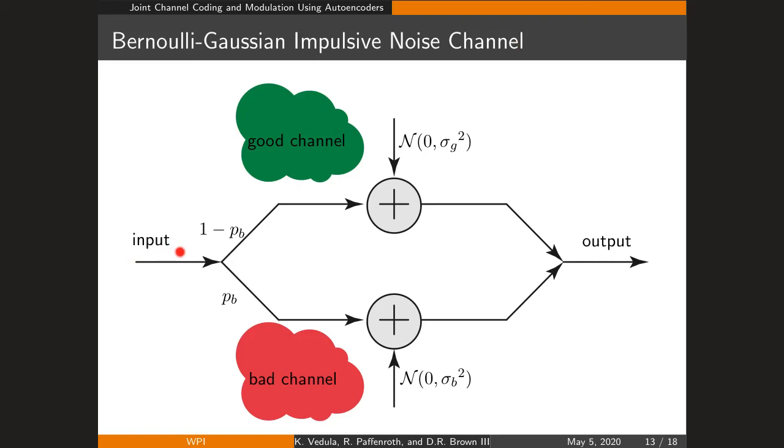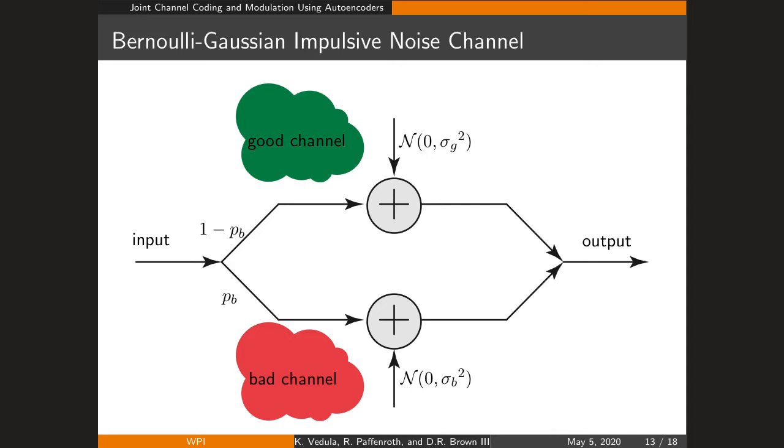We have our input, and our input enters the bad channel with a probability PB. If it does, it gets added by a Gaussian noise with a high variance. And it can enter a good channel with a probability 1 minus PB. If it does, it gets added with a Gaussian noise of low variance. Now the output that we get is dependent on the Bernoulli distribution here, whichever probability we are picking, and the Gaussian noise here. And that's why it's called a Bernoulli-Gaussian impulsive noise channel.